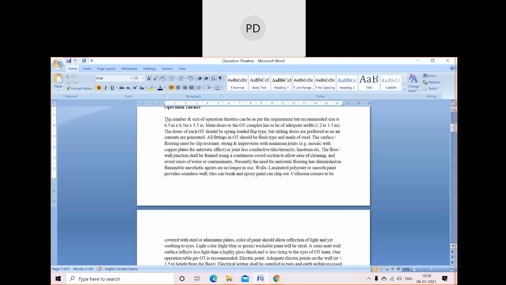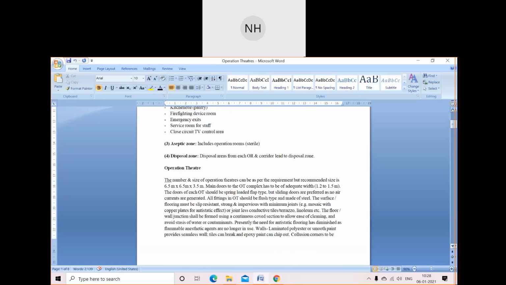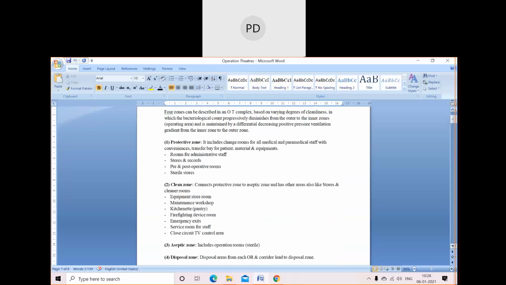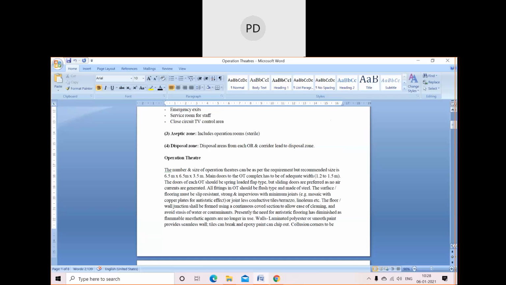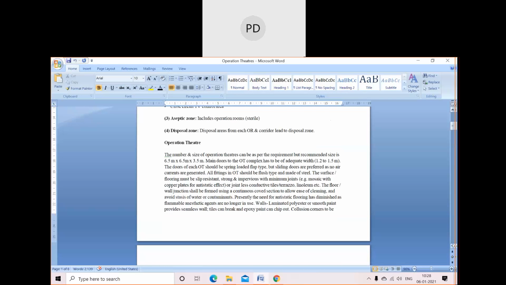Ma'am, protective, clean, aseptic, and disposal. Yeah, that's the zone. The first zone is protective, second is clean, and third is aseptic and disposable. Remember in the order.